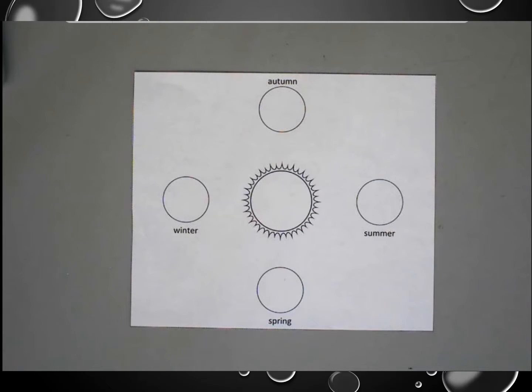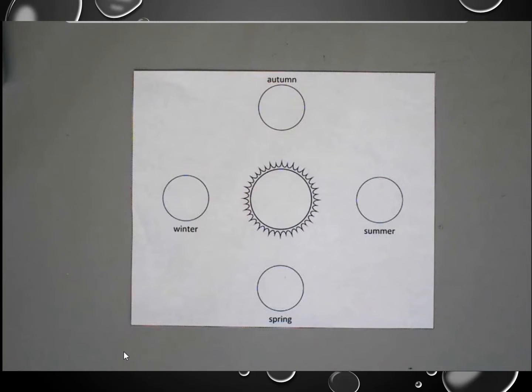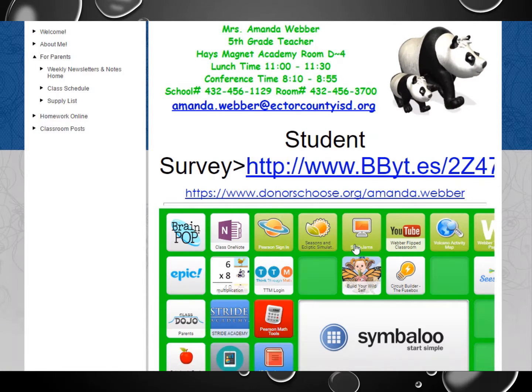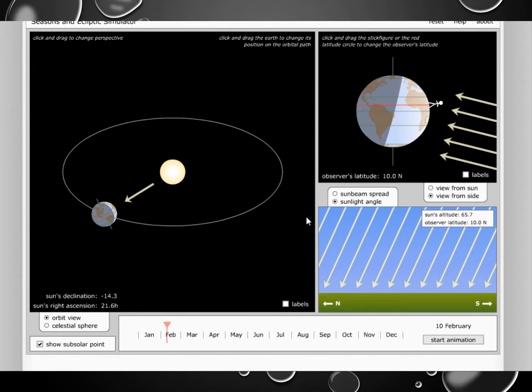Alright, so you just watched the BrainPOP video over seasons. We're going to create a model and a paper diagram using an online model. On my website, I added it on my little symbol right here. It says Seasons and Ecliptic Simulator. You can click that, and it'll bring you to this page that will let you look at the months of the year down here below.